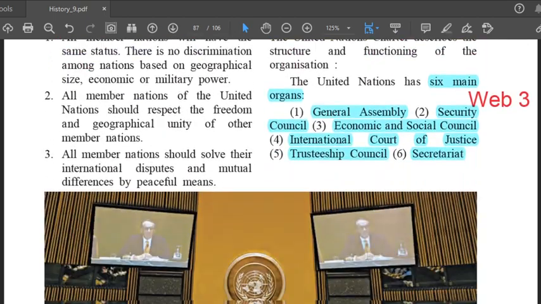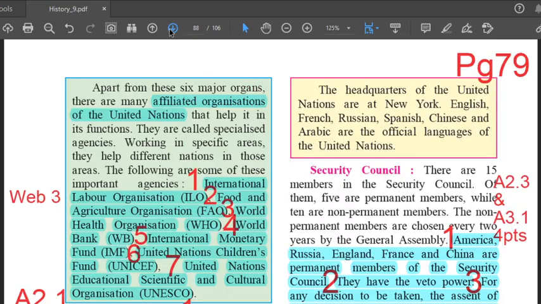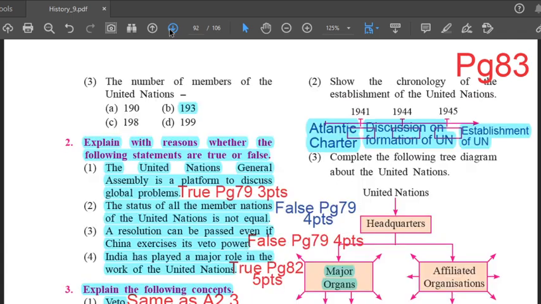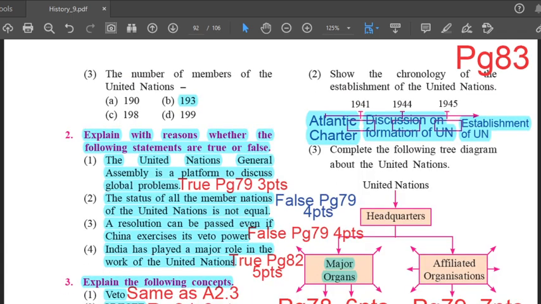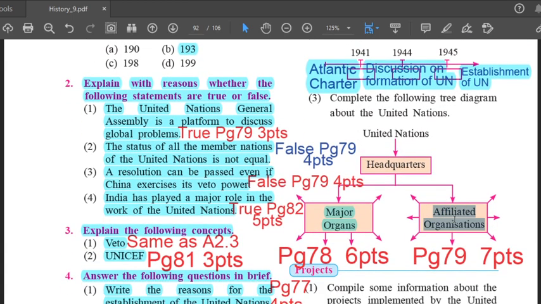Here. Web 3, right hand side, just above the picture. The United Nations has 6 main organs. I'll read out. The first organ is General Assembly. Second, Security Council. Third, Economic and Social Council. Fourth, International Court of Justice. Fifth, Trusteeship Council. And the sixth and the last one is Secretariat. The third web, second part of the third web, that is affiliated organizations.